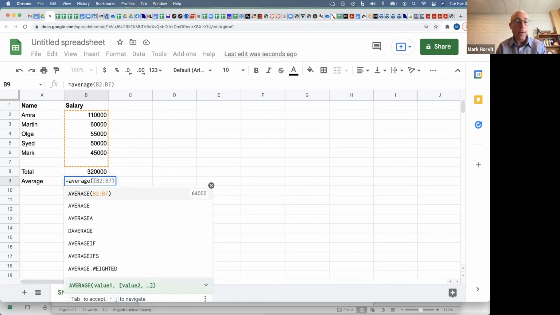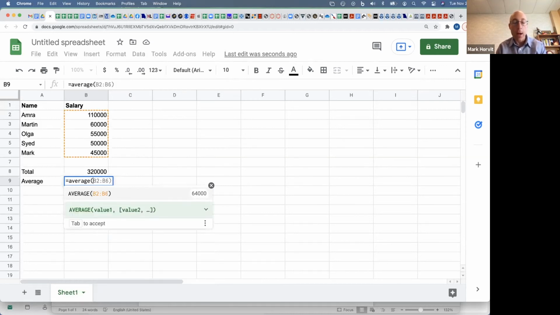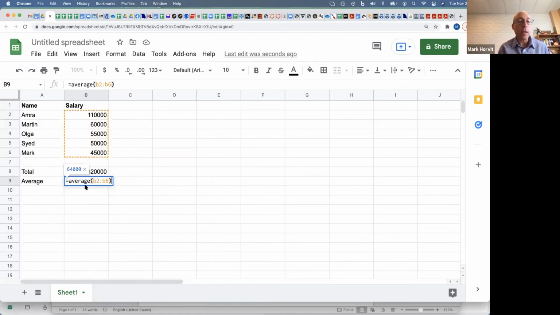I open the parentheses, and I want to use the same range of numbers, B2 through B6, and I close it. So again, if you look at this, it looks just like our last formula, except we've changed the formula word. Equals average instead of sum, open parentheses, range of numbers, close parens. It looks exactly the same, but when we change that word, we change what the spreadsheet is going to do to that range of numbers. I hit return.